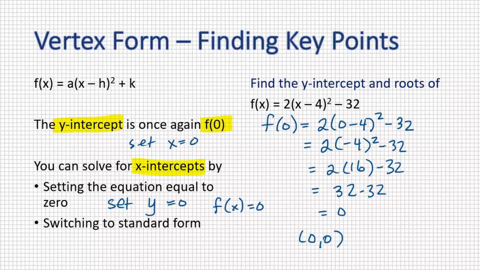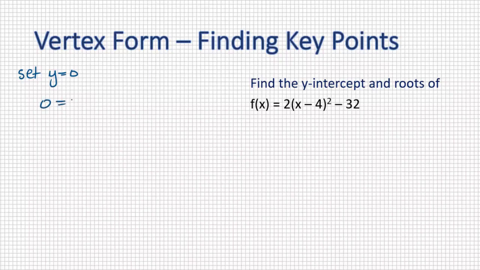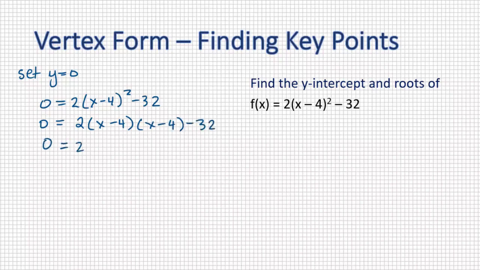Let's try this. So we have 0 is equal to 2 times (x minus 4) all squared minus 32. And now we'll have to solve for x. Essentially, we're just going to expand, but what's happening here is while we do that, we are converting to standard form. Don't forget that if (x minus 4) is raised to the power of 2, this really means we need to take the binomial and multiply it by itself twice.